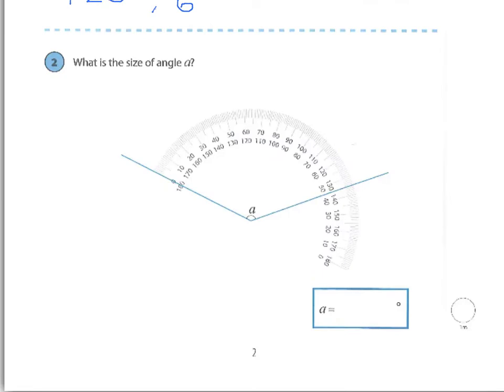Question 2. What is the size of angle A? Now, when we're looking at reading off a protractor, we must always ensure we start from a scale that counts upwards from 0. Now in this particular case, this is the outer scale. So, if we work our way around, we can see that this angle is in fact 135 degrees.